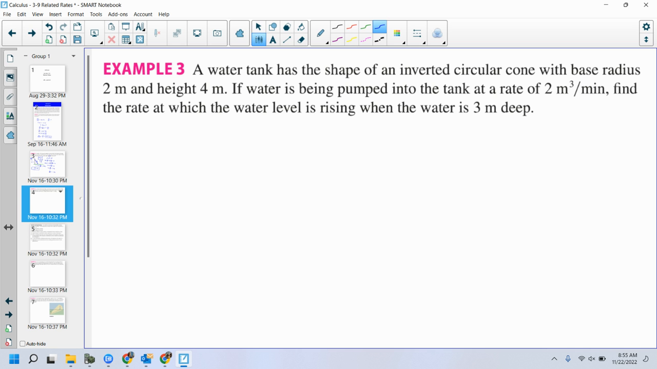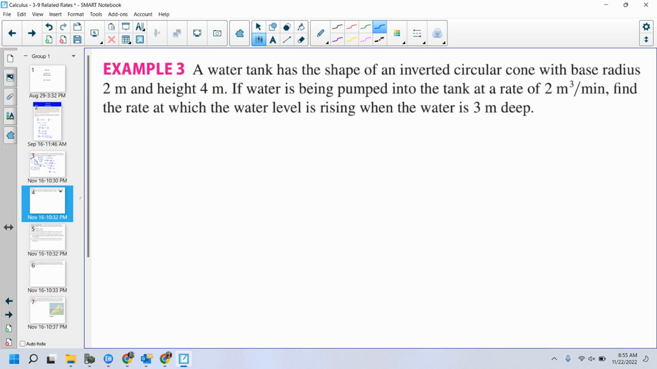Okay. Let me read that again. A water tank has the shape of an inverted circular cone. The base radius, which in this case is like the top of the cone, is 2 meters, and its full height is 4 meters. If the water is being pumped into the tank at a rate of 2 meters cubed per minute, find the rate at which the water level is rising when the water is 3 meters deep.